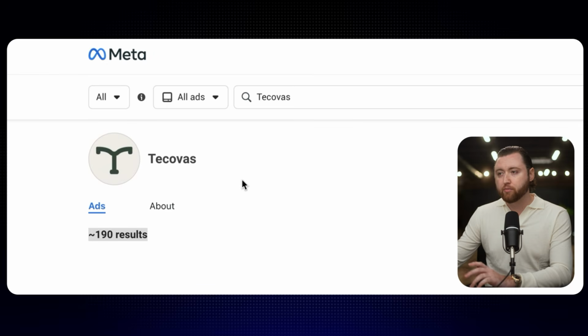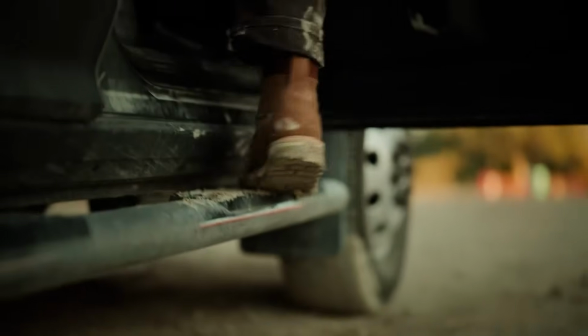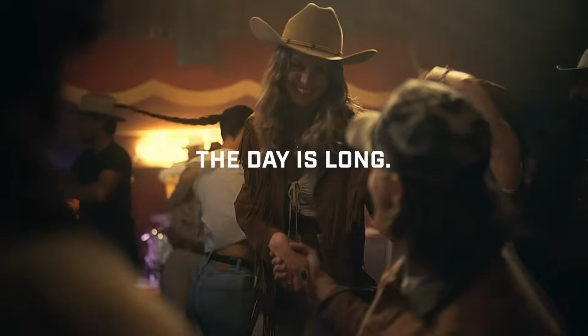And you can see this with other brands like Tecovas where they have 190 active ads. You need to be able to increase the amount of creative volume you're doing so that way you can focus on being able to drive more sales with Facebook ads.